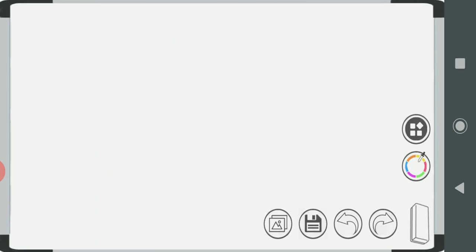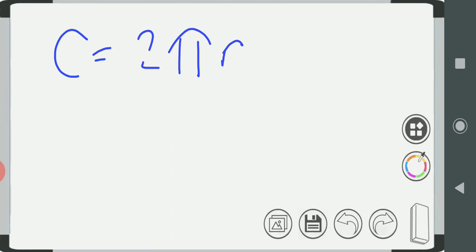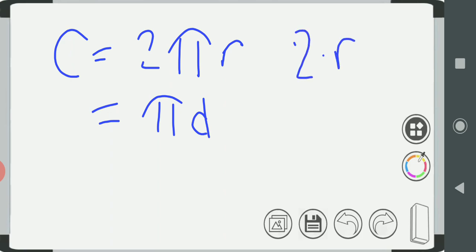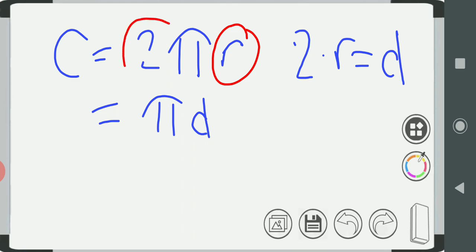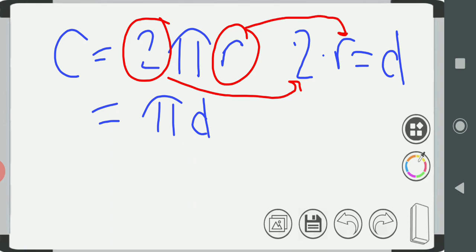So circumference, which is our perimeter, is going to be equal to 2 times pi times the radius. It could also be written as pi times the diameter. And that's because, remember, 2 times the radius equals the diameter. So you have the number 2 and r multiplied, and 2 and r equals d. So that's why you can have d right there.